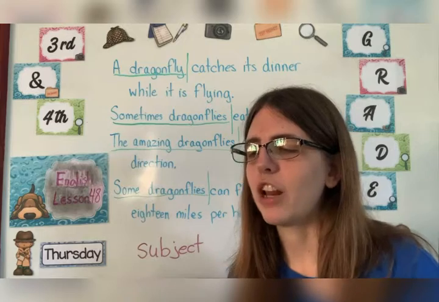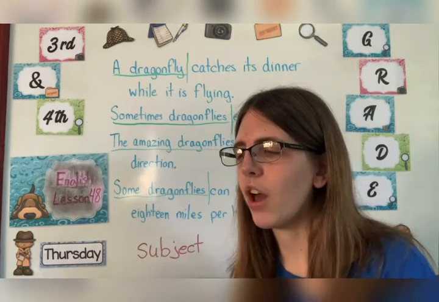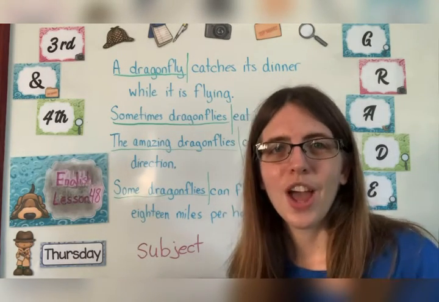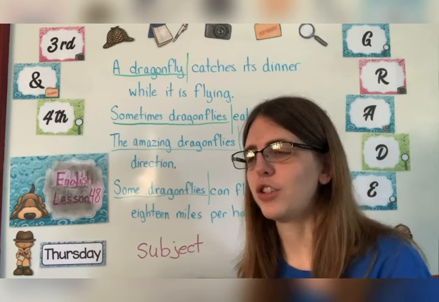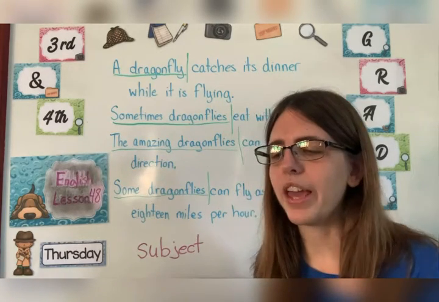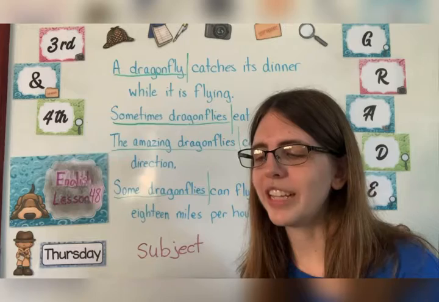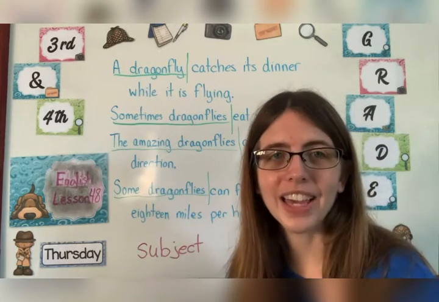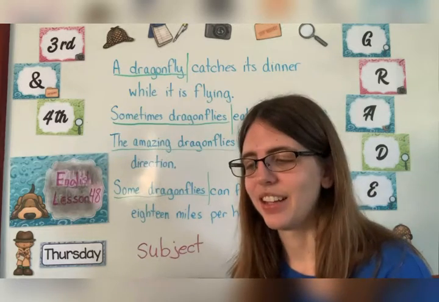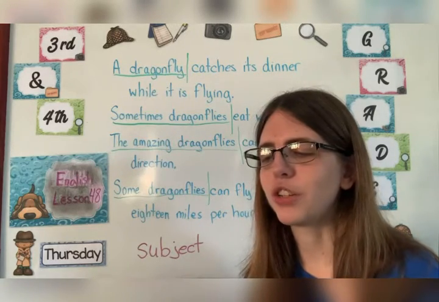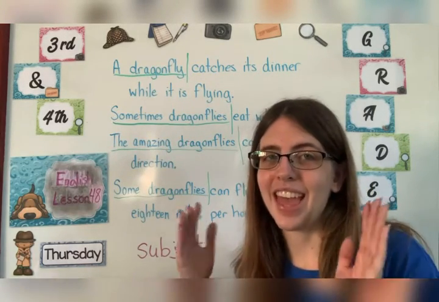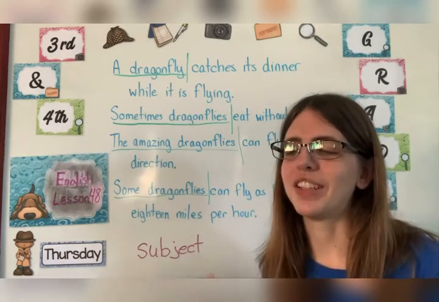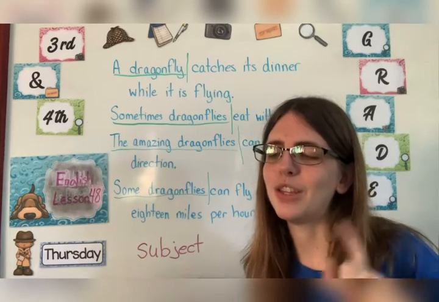It says write oi or oy to make a word. Remember we learned on Tuesday that oi usually is in the middle of a word, and oy usually comes at the end. So when you look at your word, you look at your spaces, if it's at the end, use oy. If it's in the middle of a word, use oi.